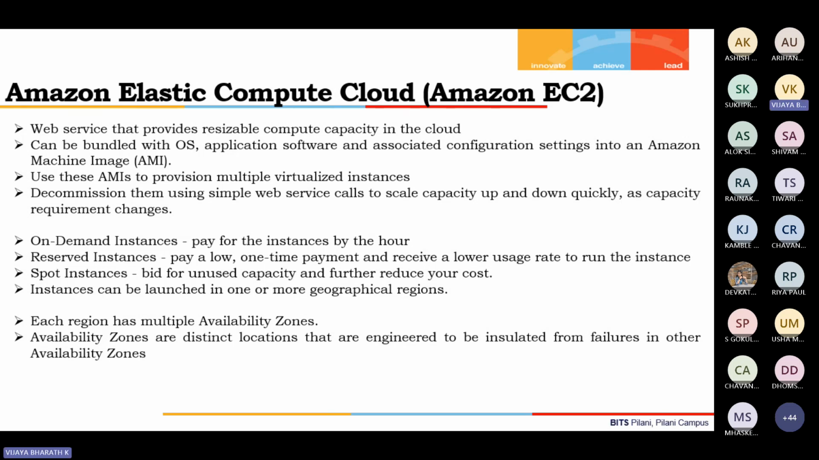And you can also launch instances in one or more geographical regions. Let's say we have Singapore, Tokyo, like that, so various places you have the data center. Each region has multiple availability zones. Let's say we have a data center in Mumbai. In Mumbai, you'll have three data centers, like AZ A, B, C. All your data will be replicated bidirectionally, at least in one of the other availability zones for safety purposes. So if there is a failure in an availability zone, you can still get connected to the replica.